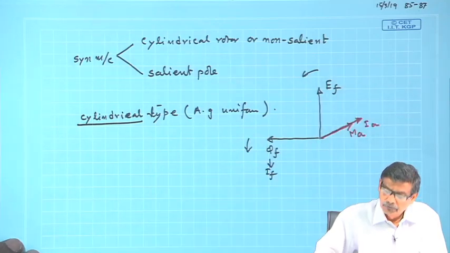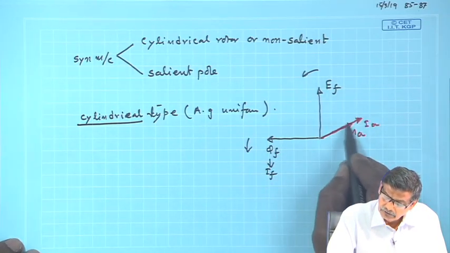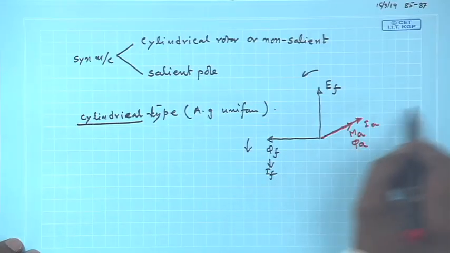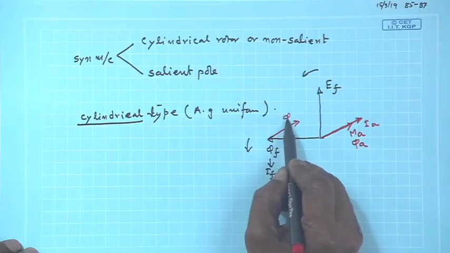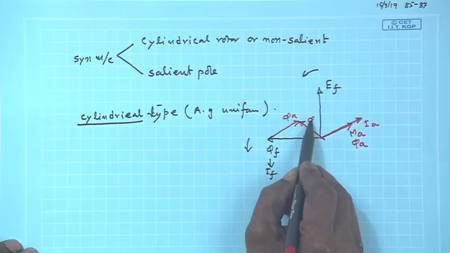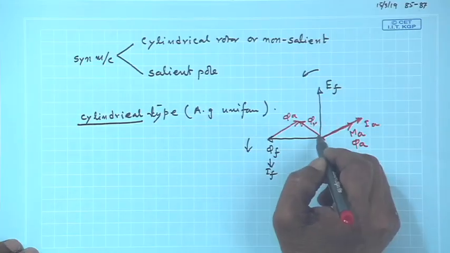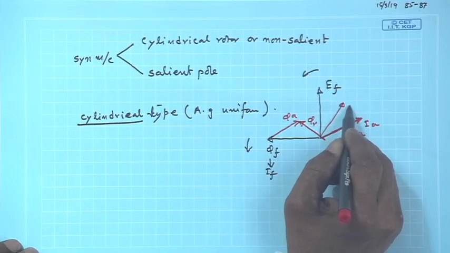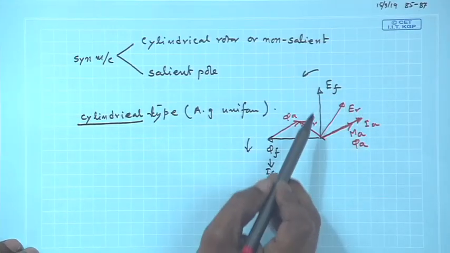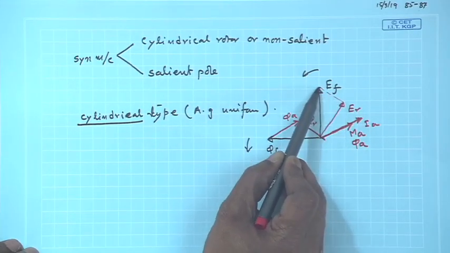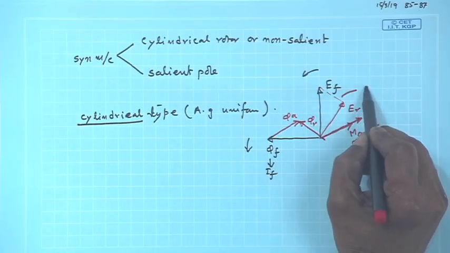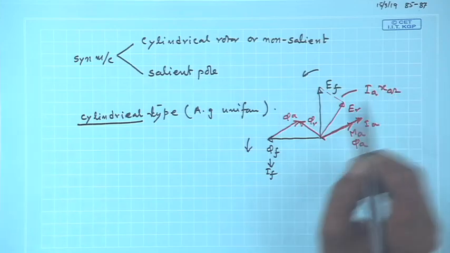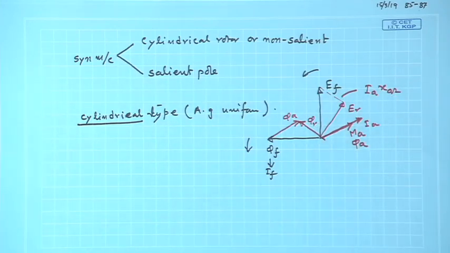Phi a will be along this direction, and these two together will decide the resultant flux phi r, this is not rotor, resultant flux, and then the induced voltage will be somewhere else here. Then I showed that this change in induced voltage from E f to E r can be considered to be a reactance voltage drop called I x a r. And from here, if you subtract the leakage impedance drop, you get the terminal voltage.